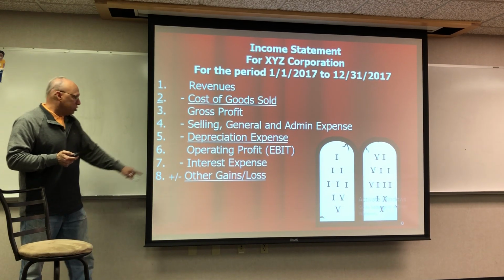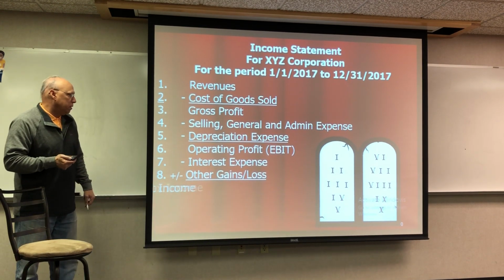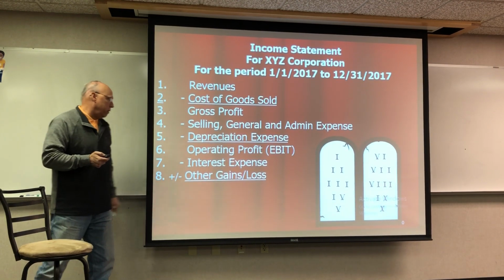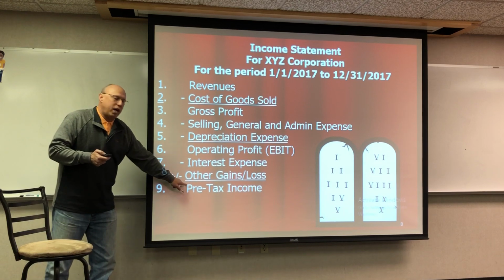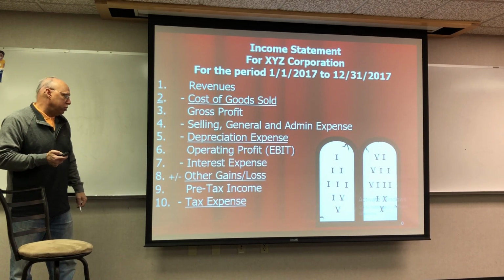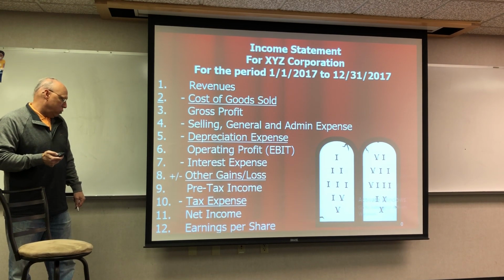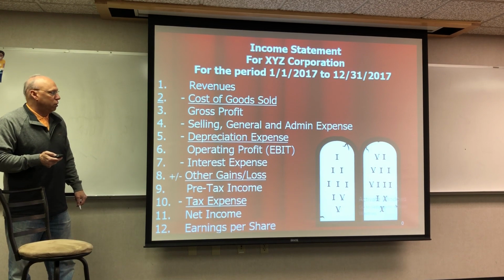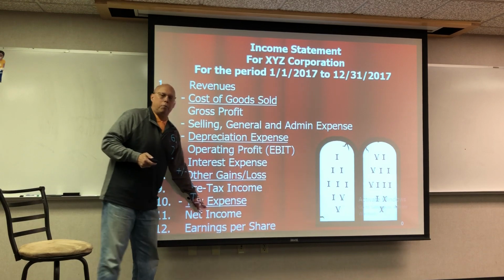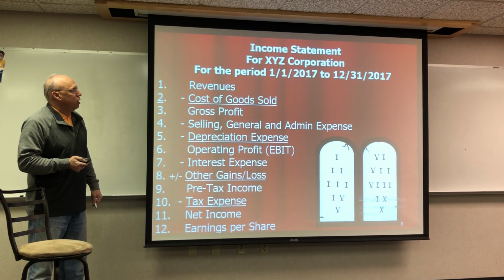And then we have plus or minus the other gains or losses, the peripheral activities. We separate those out so that people don't get confused. That is equal to pre-tax income. Out of pre-tax income, we take our tax expense that we just learned how to calculate in the previous clip, and we get our net income and our earnings per share. So we've got the 10 commandments here, and I stuck on a couple more, so 12 commandments on the income statement.